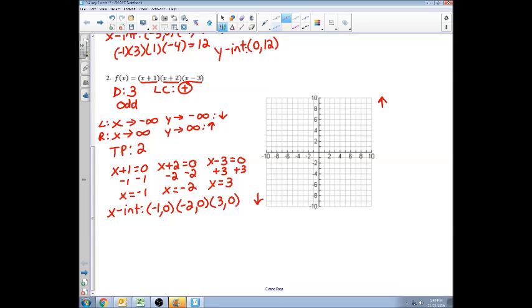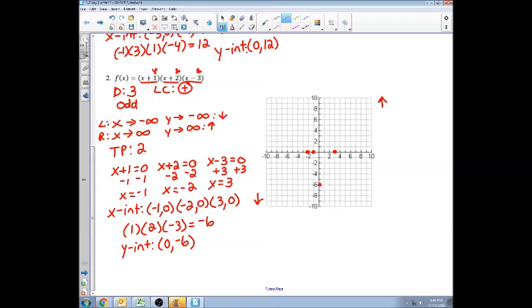Okay, let's go ahead and plot those points. So negative 2, 0, negative 1, 0, and positive 3, 0. The next thing I need to find is my y-intercept. In order to find my y-intercept, I'm going to take each number, 1, 2, and negative 3, and multiply them by each other. So 1 times 2 times negative 3: 1 times 2 is 2, and 2 times negative 3 is negative 6. So my y-intercept would be 0, negative 6. So go to negative 6 on the y-axis.